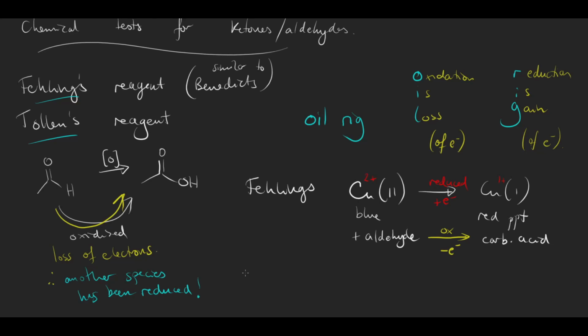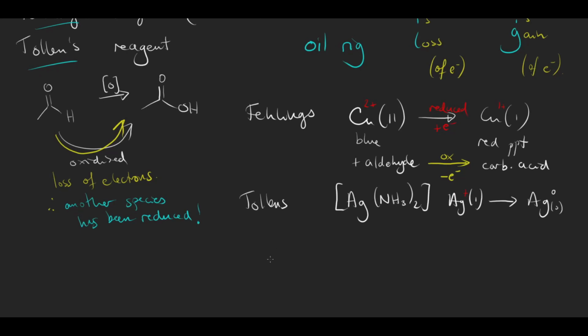For the Tollens reagent, it's very similar, but instead of copper, we have silver. So you might see it like this, or you might see this, for example. Oh, sorry. You might see this species, but this is still silver 1, or silver 1+. So let's put silver plus here. And that silver plus can be reduced to silver 0, which is a solid. And that's where you get a silver mirror on the test tube.